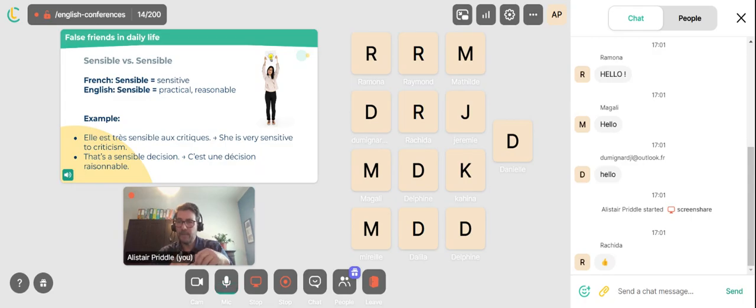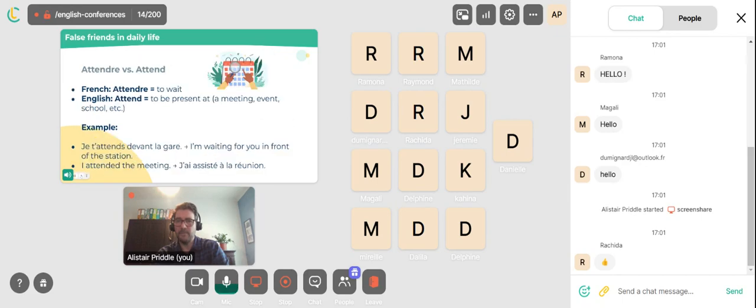Example. Elle est très sensible aux critiques. She is very sensitive to criticism. That's a sensible decision. C'est une décision raisonnable. Okay, let's have a look at the next one. Attendre versus attend. French, attendre, to wait. English, attend, to be present at a meeting, event, or school, etc.